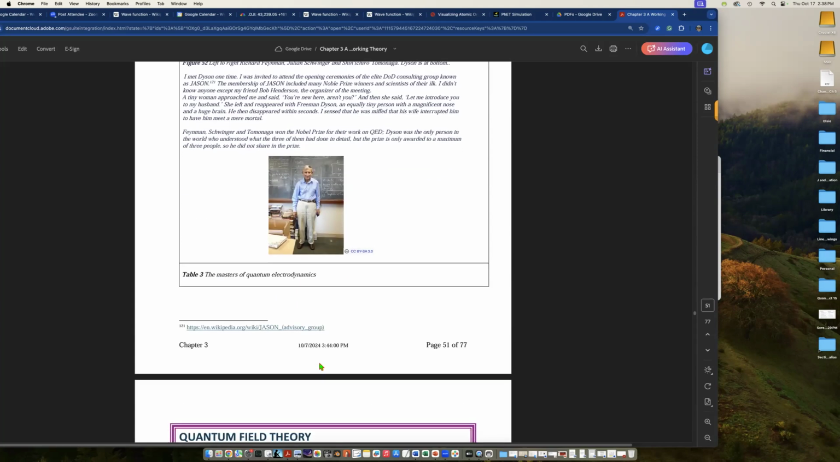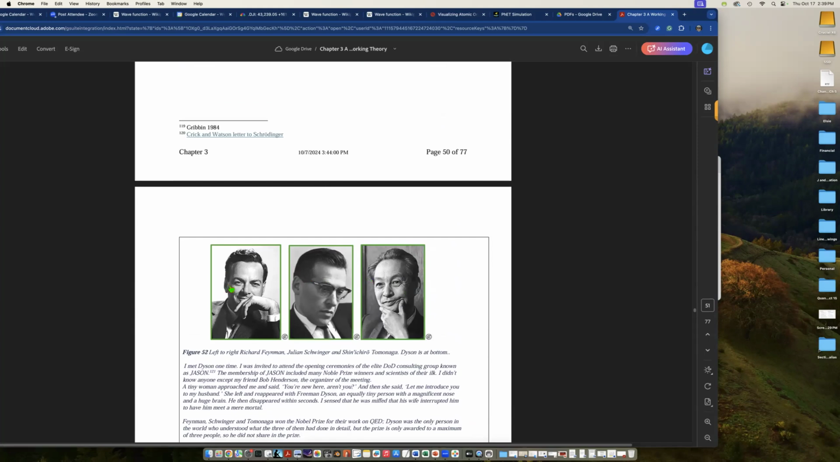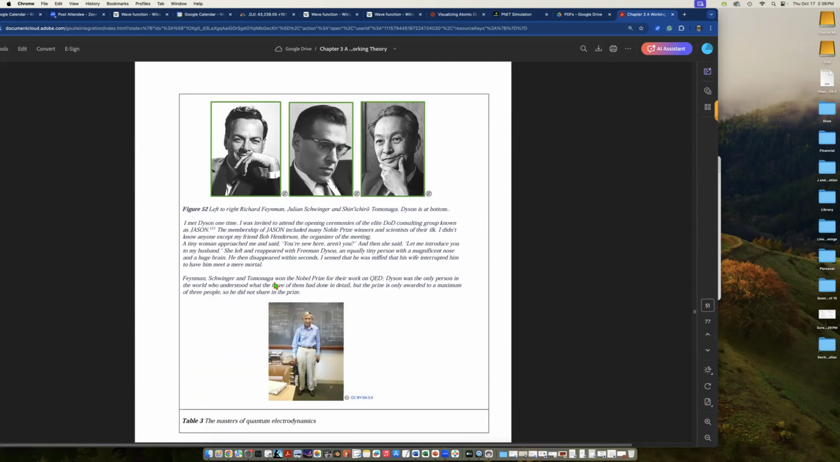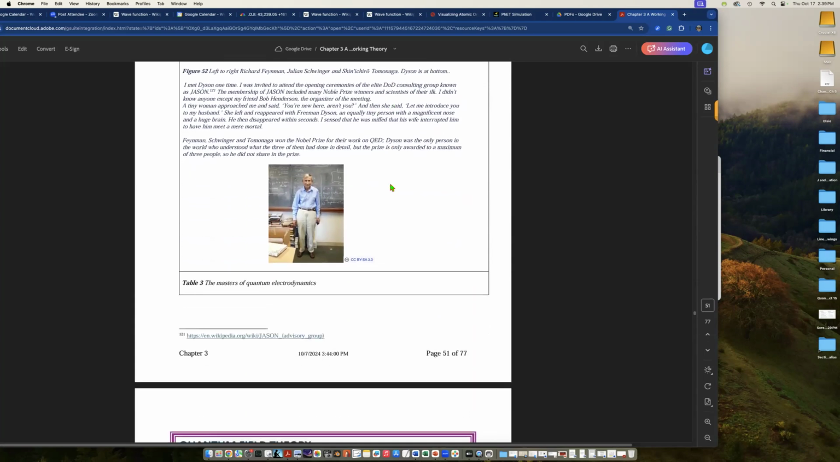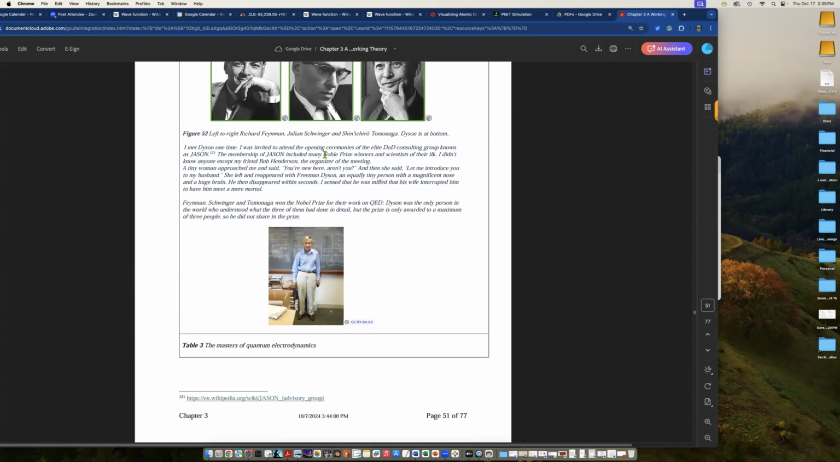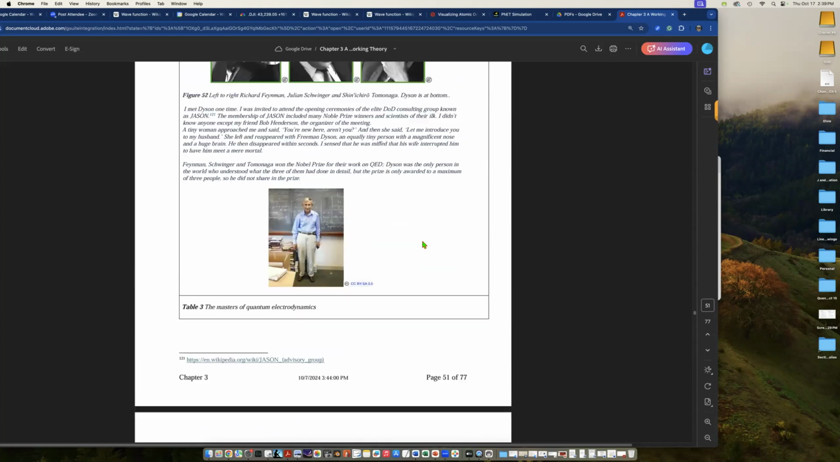Freeman Dyson did not win the Nobel Prize, but there was a time when he knew more about what these people did than they did, because he was able to show that their techniques, while completely different, were equivalent. And there's a little story here about the time I met Freeman Dyson.